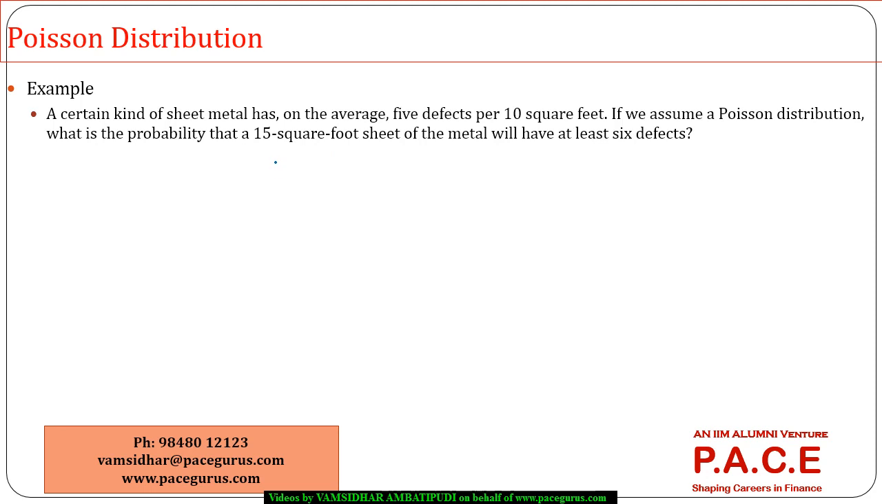This is where you can take the example. A certain kind of sheet metal has on an average 5 defects per 10 square feet. So alpha is 5 per 10 SFT. If we assume a Poisson distribution, what is the probability that a 15 square foot sheet of the metal will have at least 6 defects?